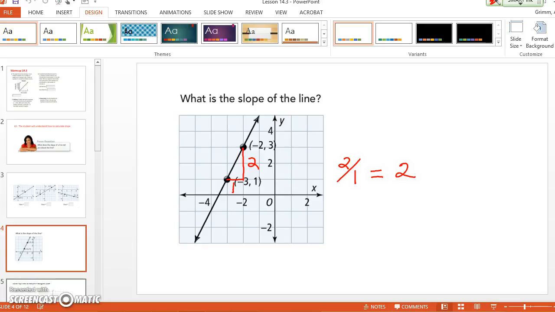You can't get one half. If you go the other way, you go like this, it's still a rise of 2 and a run of 1. So it's still rise over run. You get the same thing either way. And then, like earlier, Catherine said, well, what if they aren't on the points?